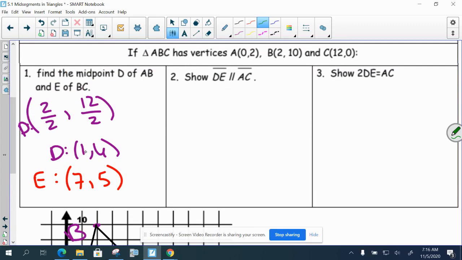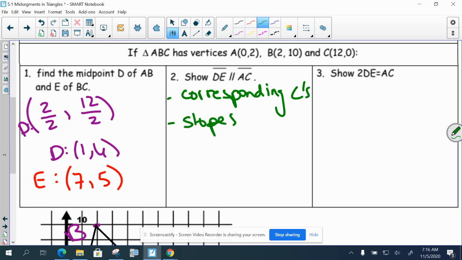One thing, if you knew what the angle measures were, is you could use that in corresponding angles. But another way with coordinate geometry is to use the slopes to prove that they're parallel. So what's the slope of AC? Actually, hold on. We'll do m sub AC and then m sub DE.